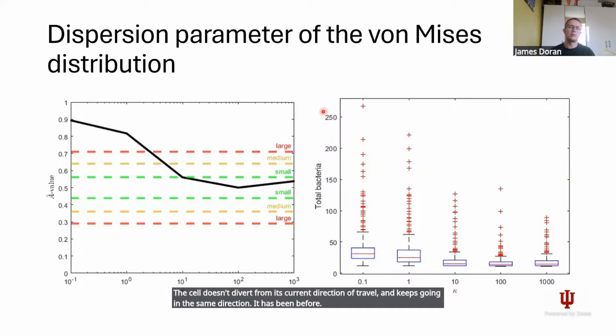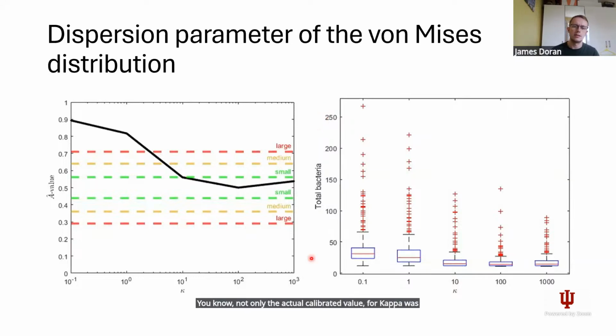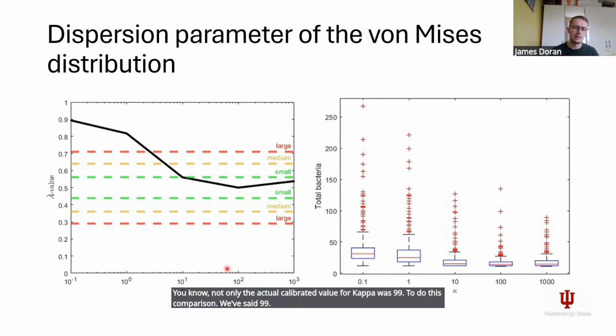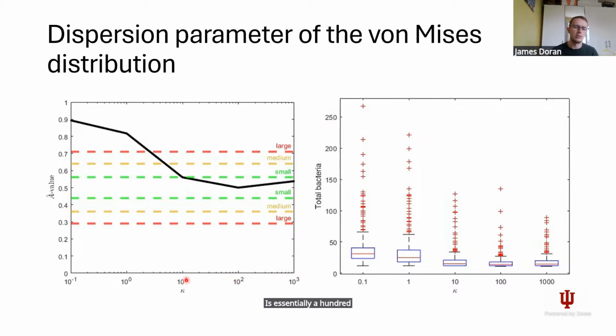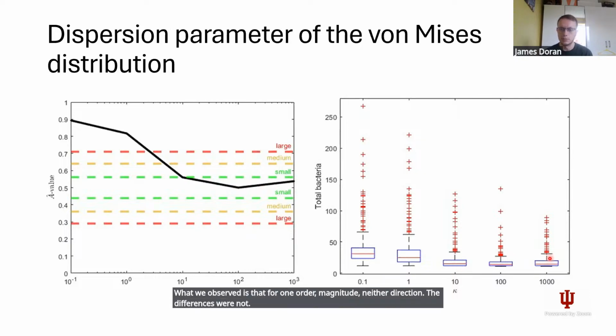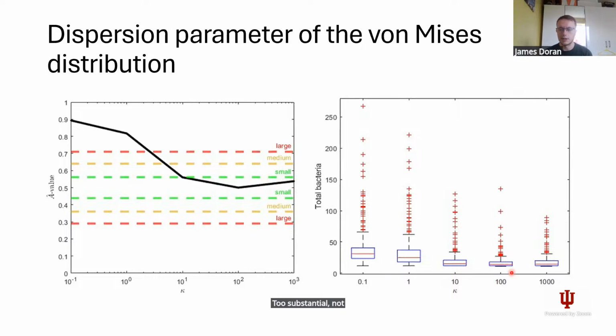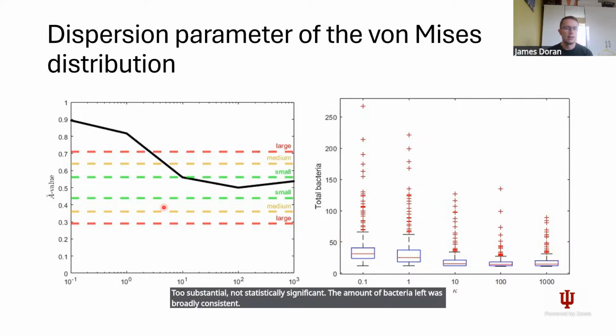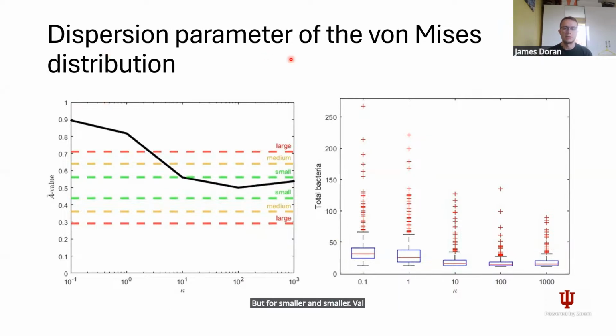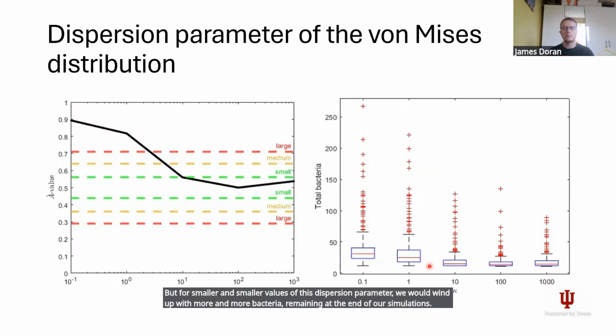In our model, the actual calibrated value for kappa was 99. To do this comparison, we've said 99 is essentially 100 and compared that to three other values, up to 3 orders of magnitude smaller and 1 order of magnitude bigger. What we observed is that for 1 order of magnitude in either direction, the differences were not too substantial, not statistically significant. The amount of bacteria left was broadly consistent. But for smaller and smaller values of this dispersion parameter, we would wind up with more and more bacteria remaining at the end of our simulations.